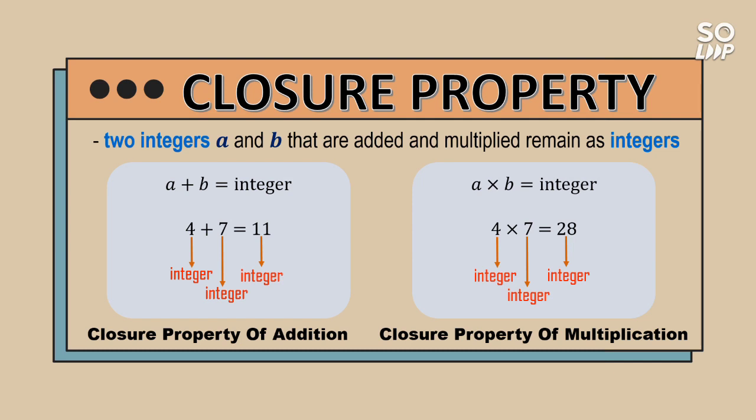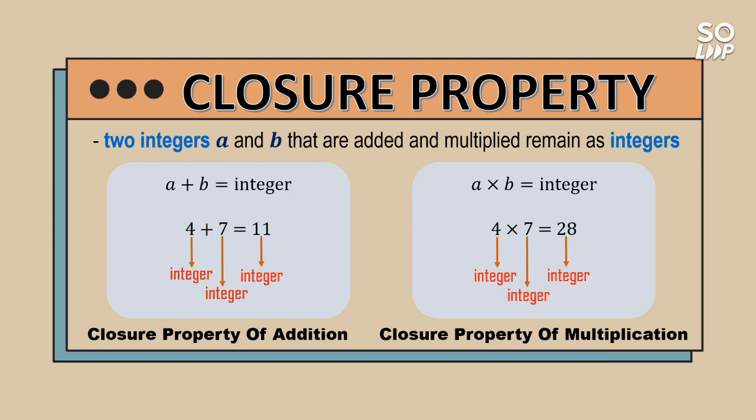Let's have the first property. This property is the closure property. Closure property states that two integers represented by a and b that are added and multiplied will remain as integers. What do we mean by this? To better understand this concept, let us take these examples. So if I have a plus b, where a and b are integers, the resulting sum is also an integer.